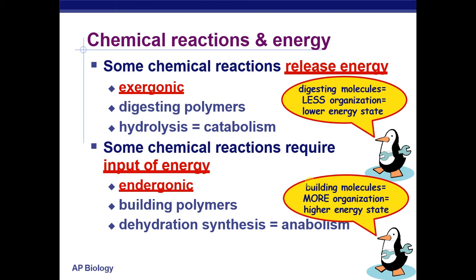So chemical reactions that in total release energy are called exergonic, right? And these are the reactions in which we break more bonds than we form. These are hydrolytic, hydrolysis, catabolic reactions. So catabolic reactions are exergonic, they release energy. And then other chemical reactions require you to put energy into them net for them to work, and we call them endergonic. They're absorbing or requiring energy, and these are dehydration synthesis reactions.